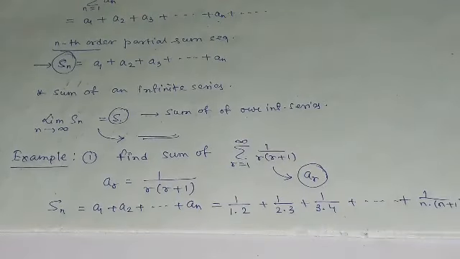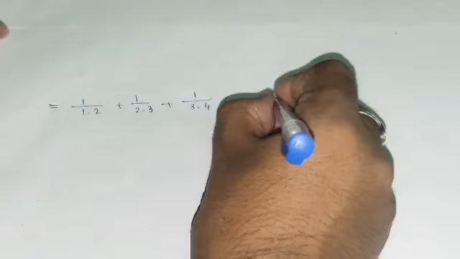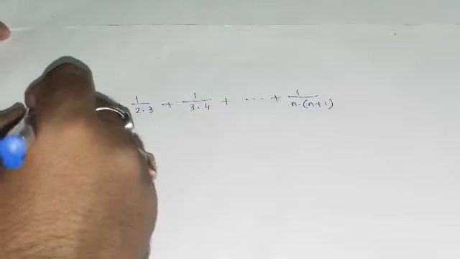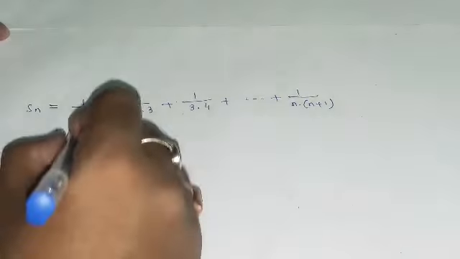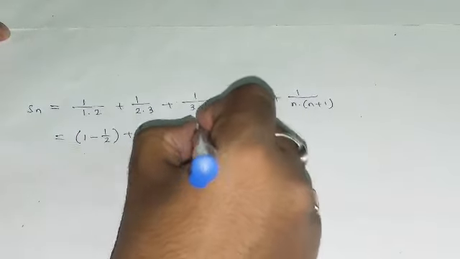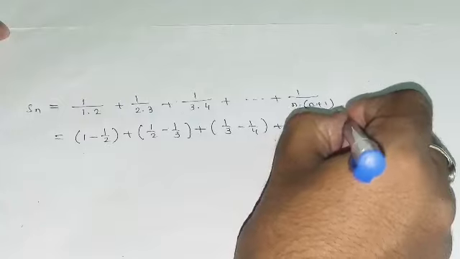Fine. So now what we can do after this step, we can easily write it this way: 1 by 1 into 2, plus 1 by 2 into 3, plus 1 by 3 into 4, plus it is going on like this way up to 1 by n into n plus 1, and this term is our Sn. So this one we can easily write as 1 minus half, plus half minus 1 by 3, plus 1 by 3 minus 1 by 4, and it is going on like this way.